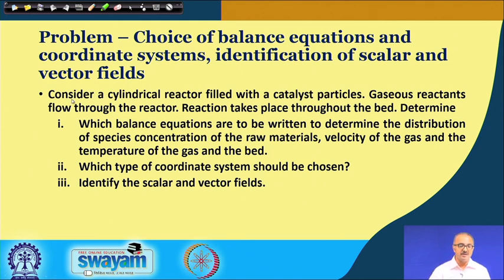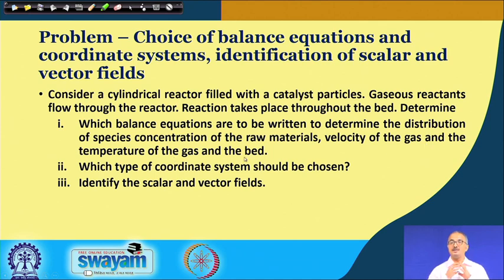So, here we are saying, consider a cylindrical reactor filled with catalyst particles, and you know that reactors often have catalysts because they help in lowering the extremity of the conditions, for example, temperature or pressure, okay, to do some reaction. Okay. So, gaseous reactants flow through the reactor, reaction takes place throughout the bed, and we have been asked to determine which balance equations should be written to determine the distribution of species concentration of the raw materials, velocity of the gas and the temperature of the gas and the bed.